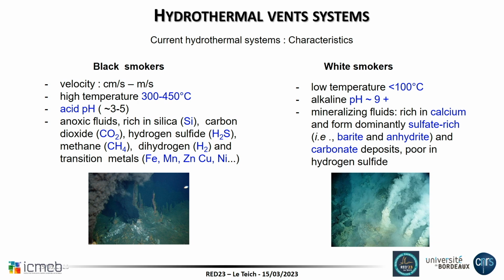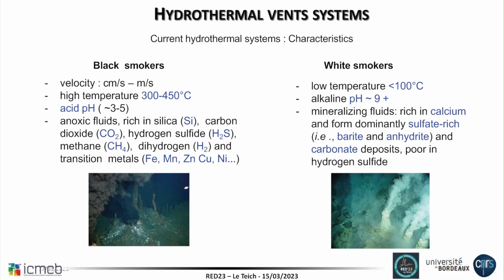When you get down there, you can measure velocity, you can measure temperature, and you can characterize those environments. In black smokers, the velocity of the fluid depends on the pressure generated by the temperature of the fluid below the black smoker. It can go typically from centimeters per second to meters per second, so very high flow rates sometimes. The temperature can be between 300 and 400 Celsius degrees, quite acidic. The fluid is anoxic, rich in silicon, carbon dioxide, H2S, methane, and so on, and lots of transition metal salts: iron 2+, magnesium, zinc, and so on.